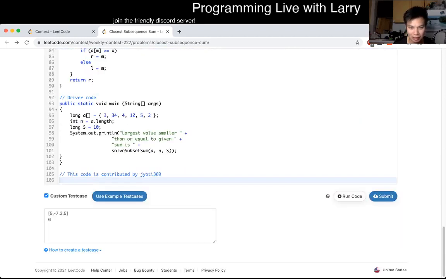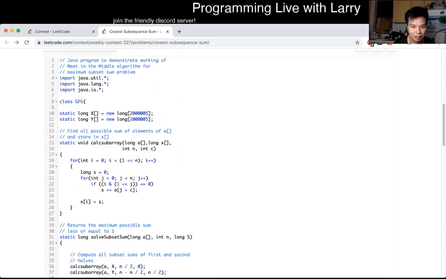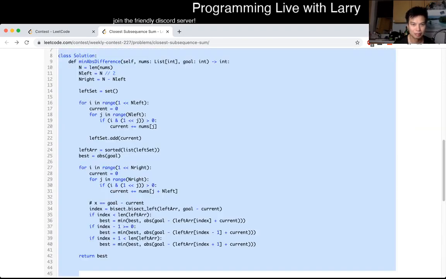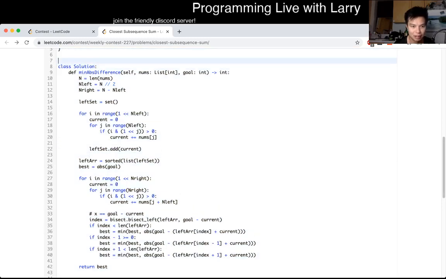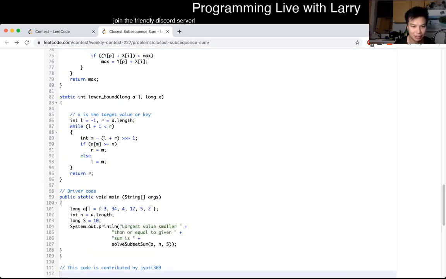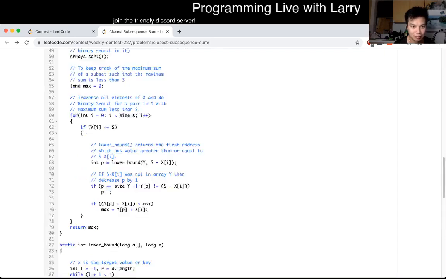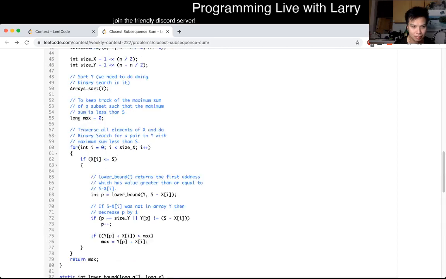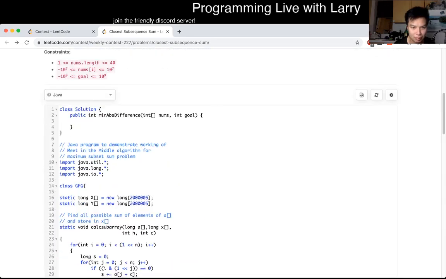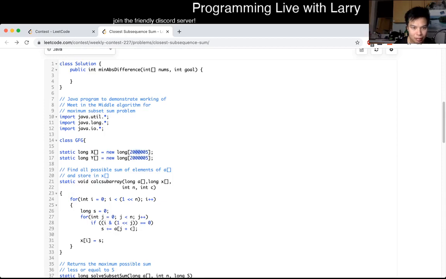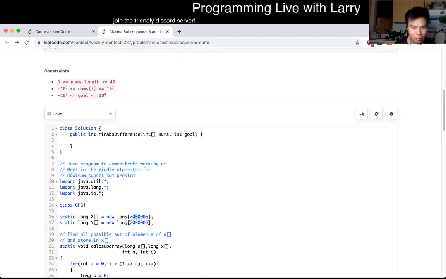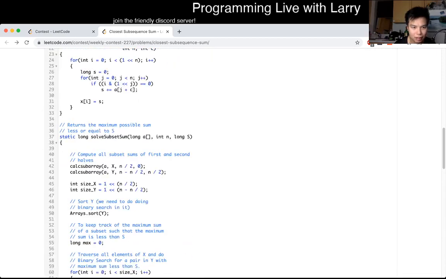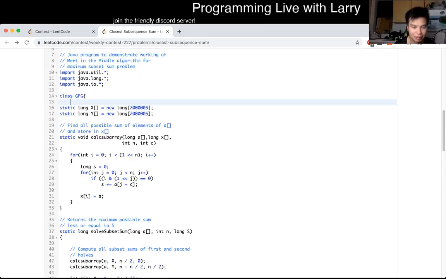I saw this in... oops. Okay. So I found a Java solution on the internet. Let's see if that works. This looks pretty bad actually, the code, but maybe Java is faster.